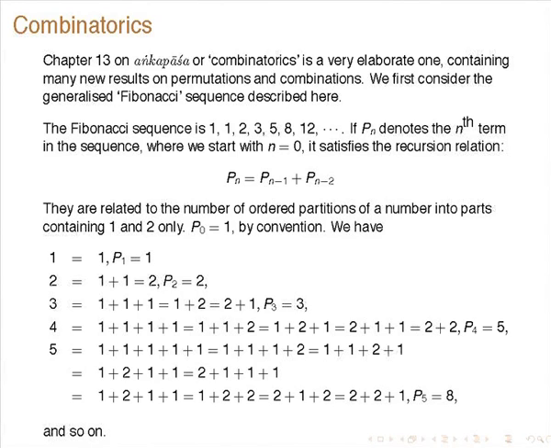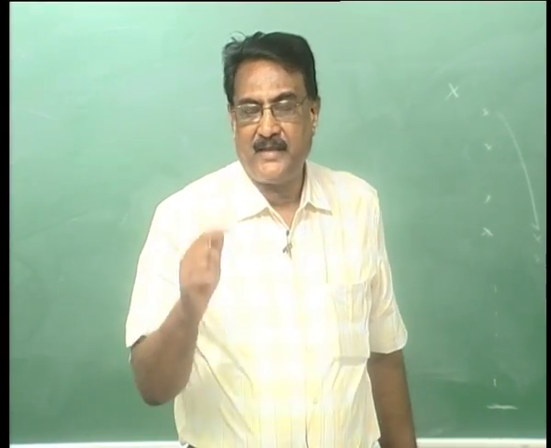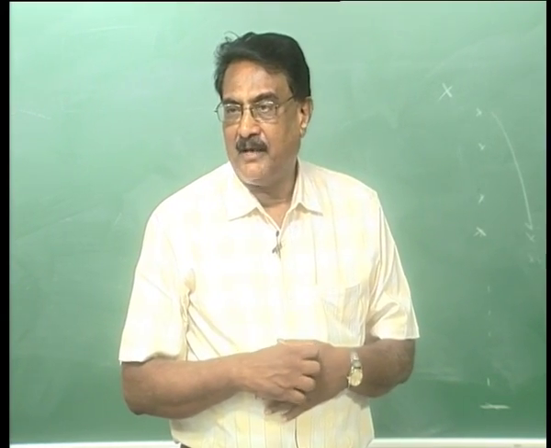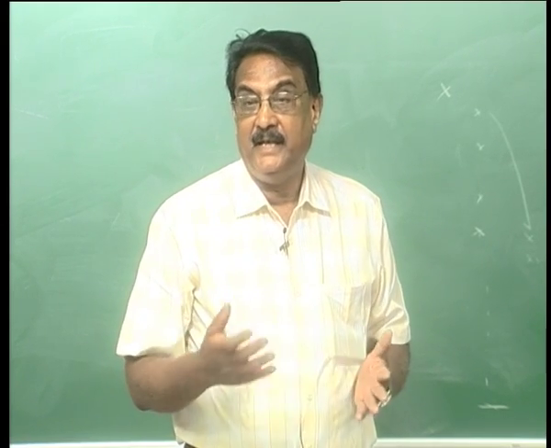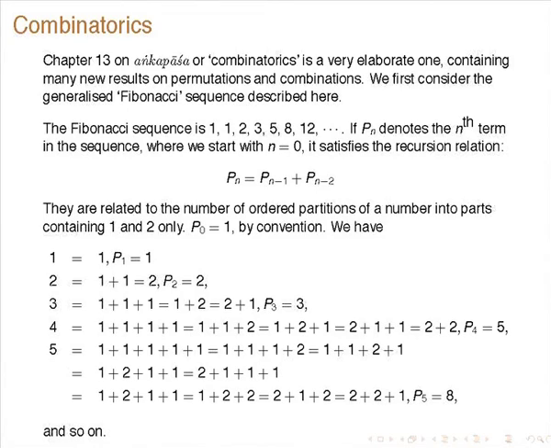The Fibonacci sequence is 1, 2, 3, 5, 8, 13, etcetera. And if Pn denotes the nth term in the sequence, it satisfies this relation. The same thing as what Professor Srinivas talked about, he was using the symbol S instead of P. And he was also explaining how it occurs naturally here, suppose you assign the value 1 to a Laghu and 2 to a Guru. Then with a given number of matra, that is the total number, how many possibilities are there, you see. Suppose there is only 1, then 1, 2, 3, 5, 8, 13, okay.